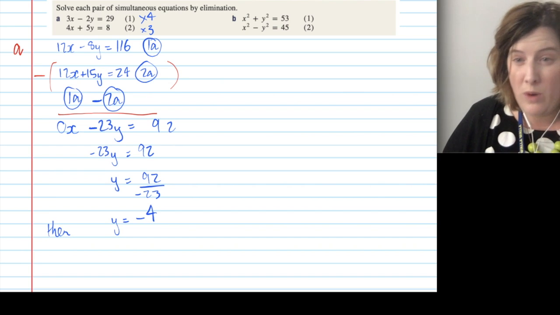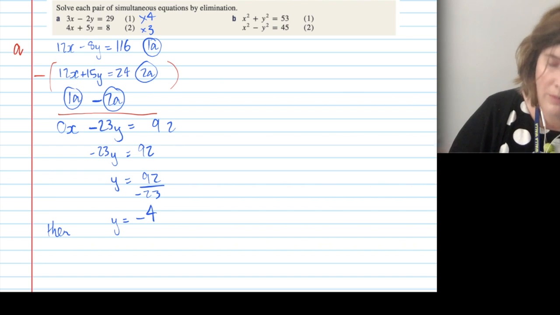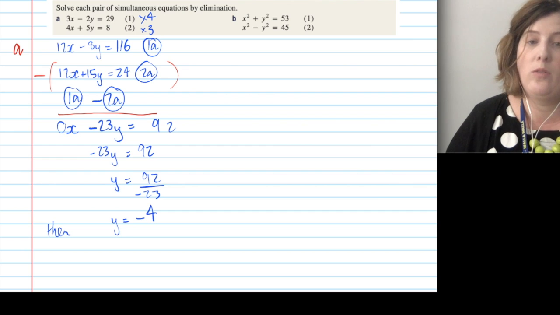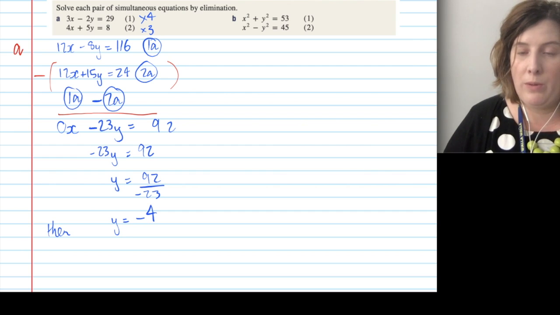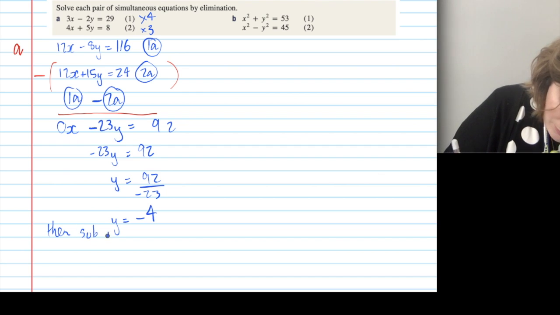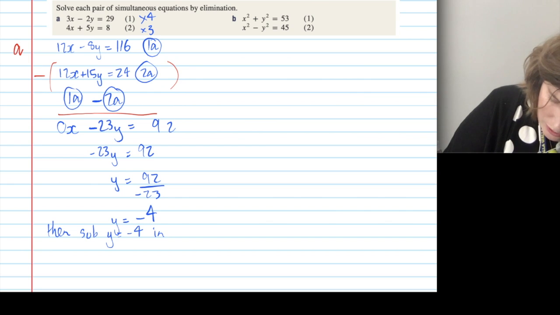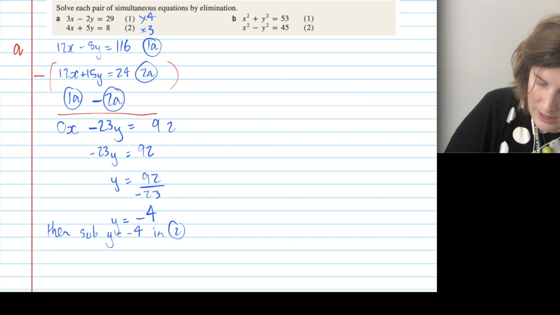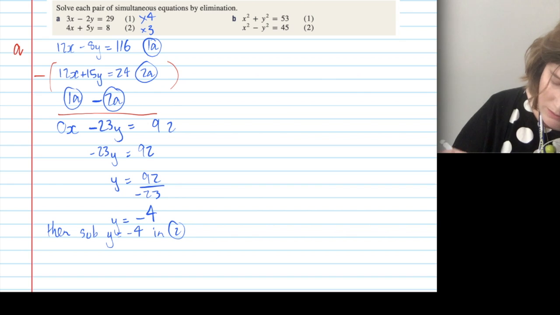Then we know what y equals, we still don't know what x equals, so then we're going to substitute that answer into either of the equations. So I'm going to do it in the bottom one because I don't want to have to work with that 29. Sub y equals minus 4 in equation 2. I could have done it in 2a or 1a, but it's easier with a smaller equation with smaller numbers involved.